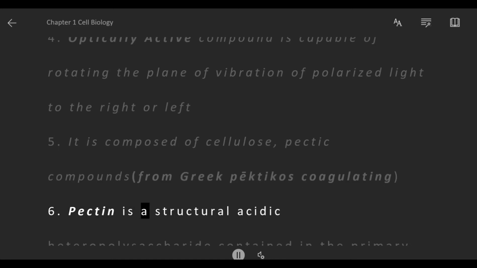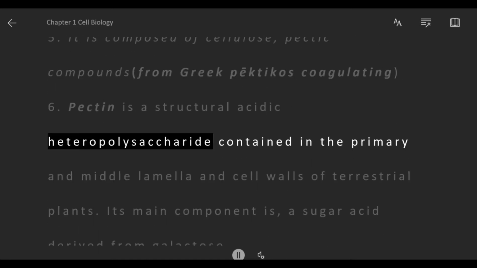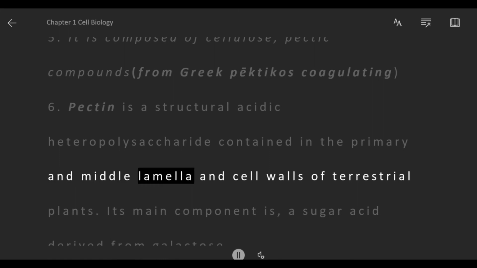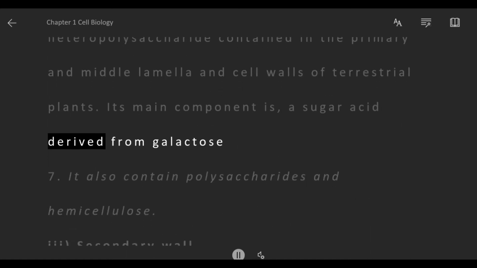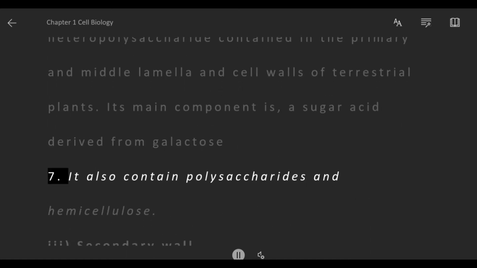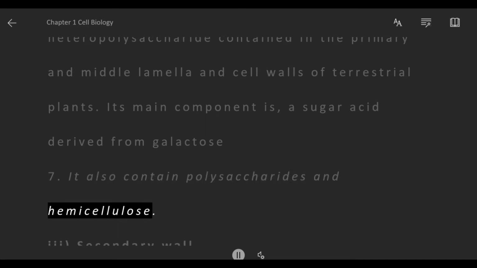6. Pectin is a structural acidic heteropolysaccharide contained in the primary and middle lamella and cell walls of terrestrial plants. Its main component is the sugar acid derived from galactose. 7. It also contains polysaccharides and hemicellulose.